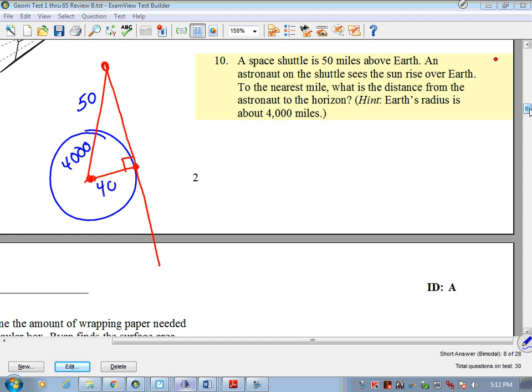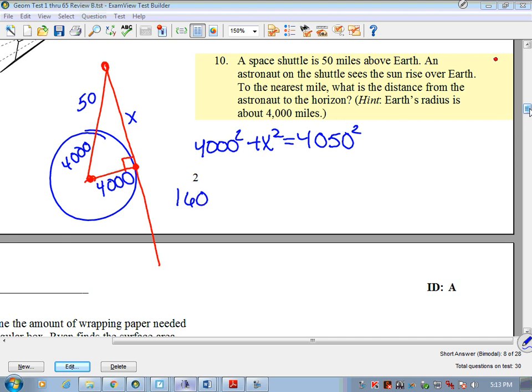And our radius is still 4,000 to our tangent line, or to where the sun's light meets the crust of the Earth. And so if we want to find this, what we're going to do is use the Pythagorean theorem again, except we're going to do 4,000 squared plus x squared equals 4,050 squared. So obviously we're dealing with some pretty big numbers. I want to say like 16 million on 4,000 squared, if I'm correct.